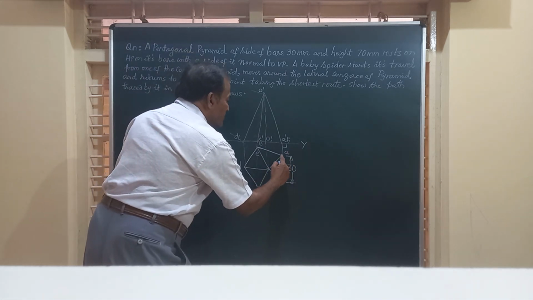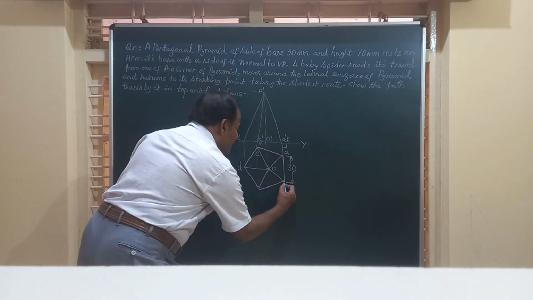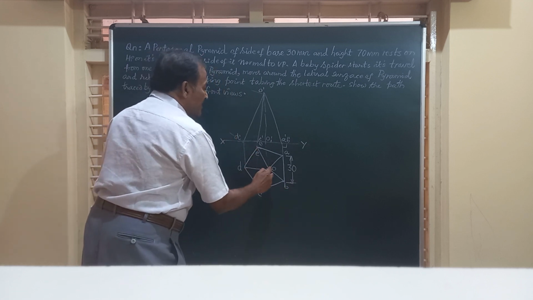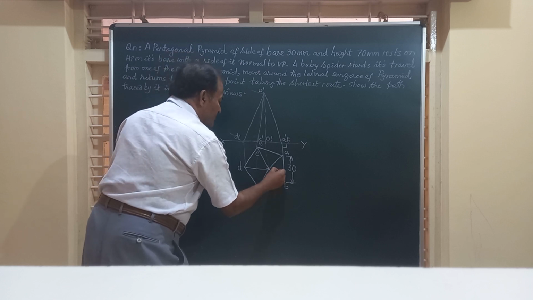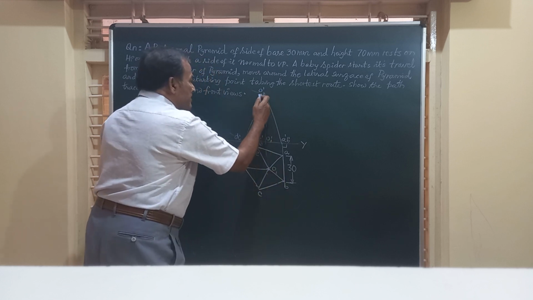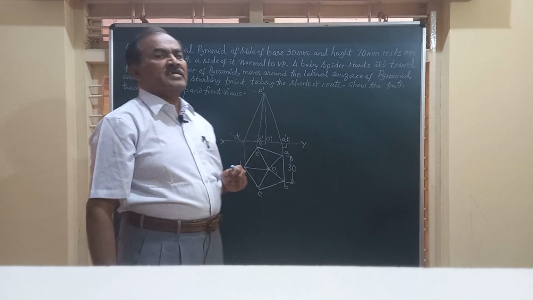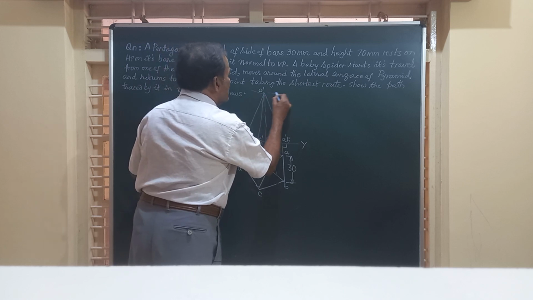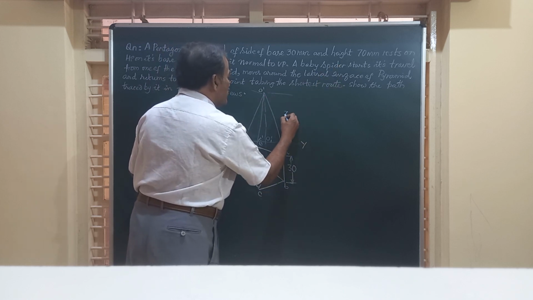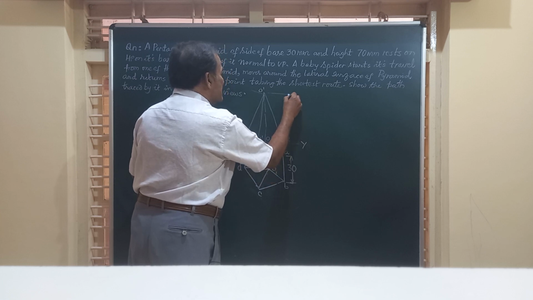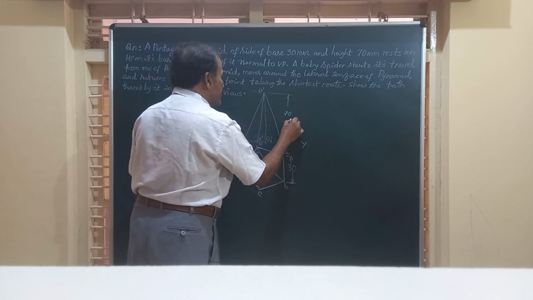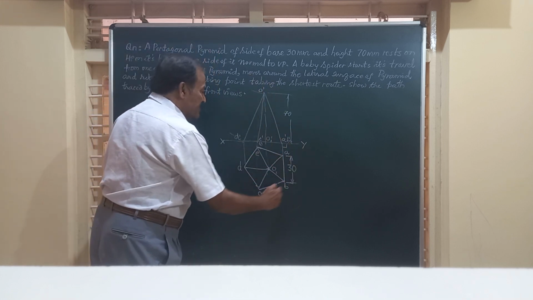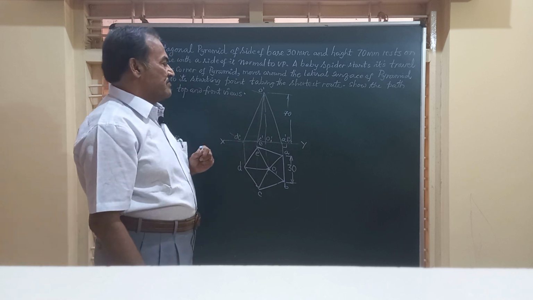So friends, I am going to construct a pentagon A, B, C, D, E. Here O is the center of the base. O dash represents the vertex of the pyramid. The height of the solid is given to be 70 millimeter. So we will be able to construct the front and top views of the pyramid to the given dimensions, that is 30 millimeter side and height equal to 70 millimeter.